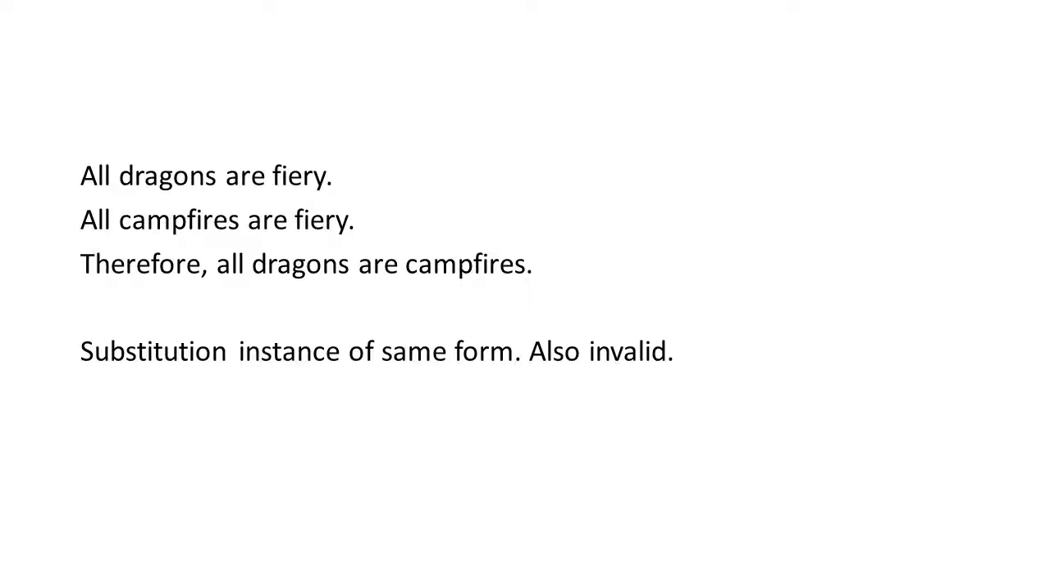Or you could have said something like: all X are Y, all Z are Y, therefore all X are Z. I think I used Z for campfires. It doesn't matter at all what variables you use, just so long as you use them uniformly. So if I chose X for dragons and Y for fiery and Z for campfires, you could write all X are Y and all Z are Y, therefore all X are Z, and that would be the same form as all D are F, all C are F, therefore all D are C. So the important point, circling back, is that this argument is a substitution instance of that same form, which we already established was invalid. So this argument is also invalid.